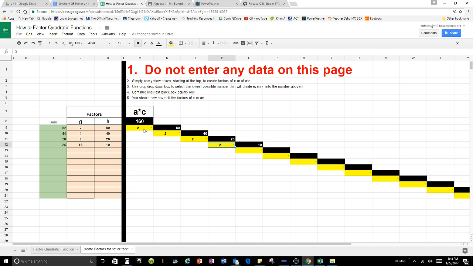Had we not had those factors there, let's just erase those. We would have started off again taking the lowest value that goes into 160, and you see it gives us those values here. Then we would have tried 2 again. It gives us these factors that sum to 40. We would have tried 2 again, and we would have gotten to this solution. So the solution where G and H sum to 28, our factors are 8 and 20.